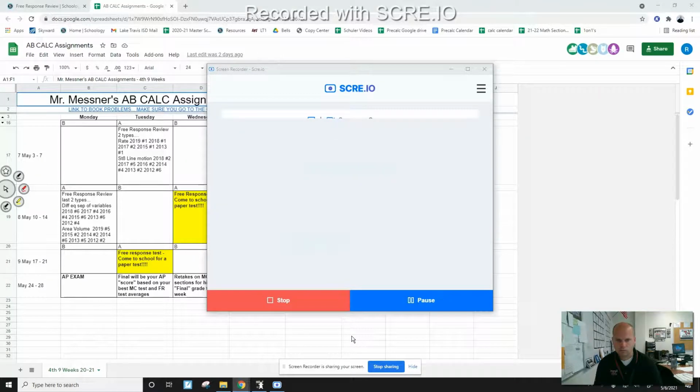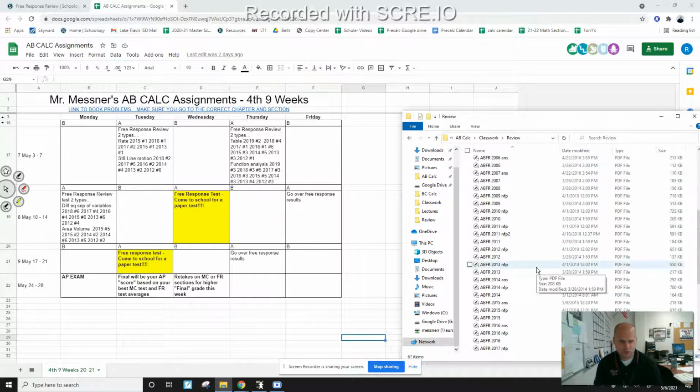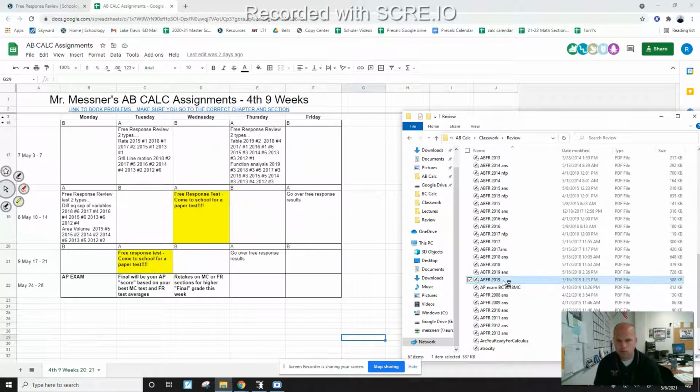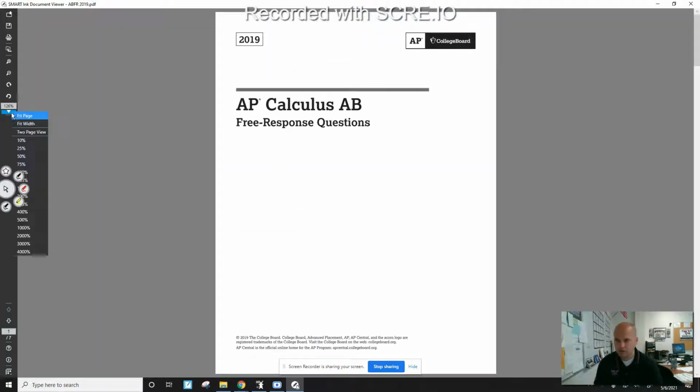All right, what's up? We got more free response problems to do. We're going to do the table problems. We got 9, I think, to do. So let's get started with the 2019 number 2. 2019 number two is a calculator problem.